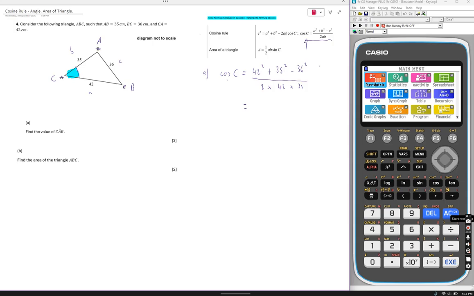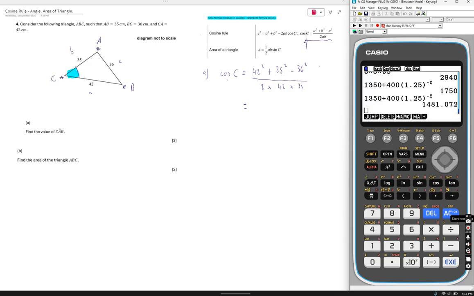And before I type all this into my calculator, actually let's type it in. So what do we get as an answer for this? I'm going to have 42 squared, all of that divided by bracket 2 times 42 times 35 bracket. That equals that number. Now back to my working out, that's not what C is, that's what cos C is.